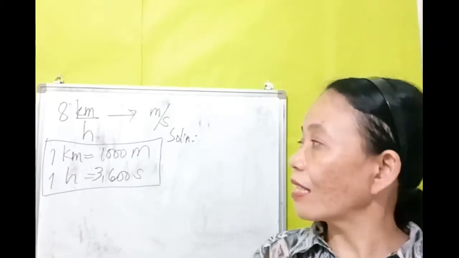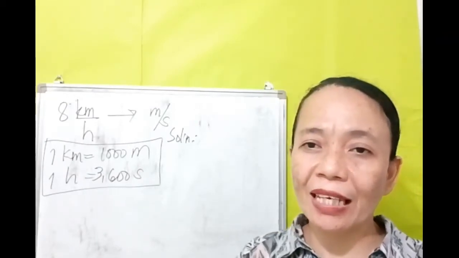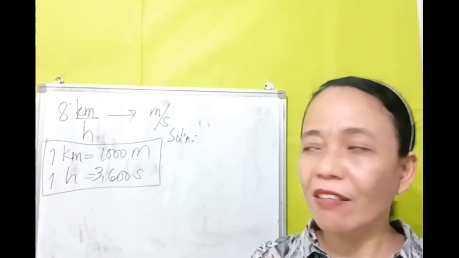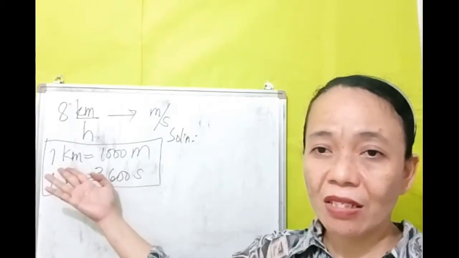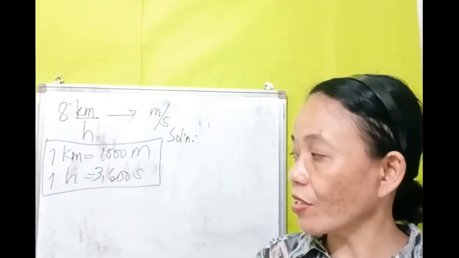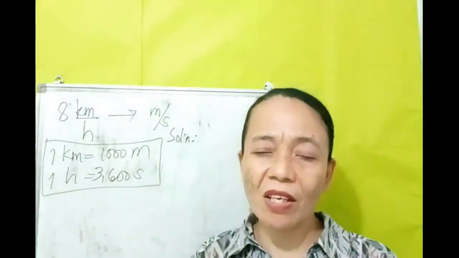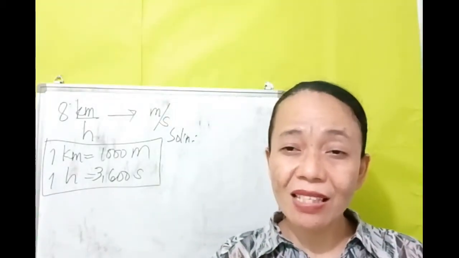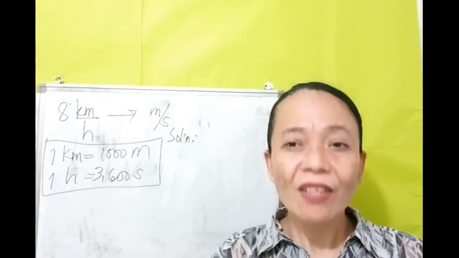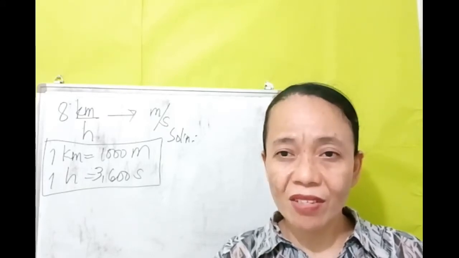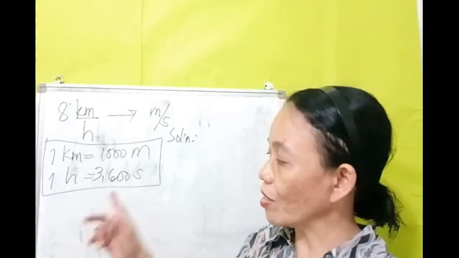Convert 8 kilometers per hour to meters per second. So our conversion factors here are 1 kilometer is equal to 1,000 meters, and 1 hour is equal to 3,600 seconds, because in 1 hour there are 60 minutes, and in 1 minute there are 60 seconds. So 60 times 60 is 3,600.